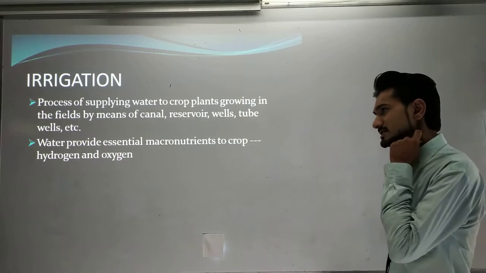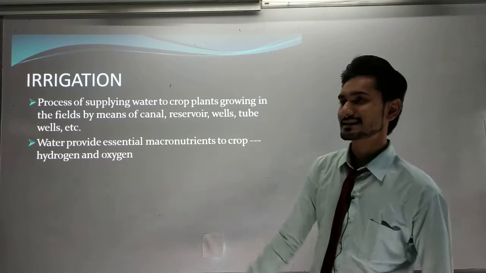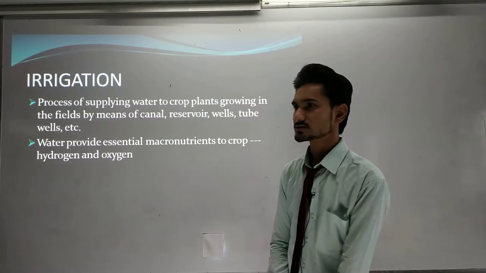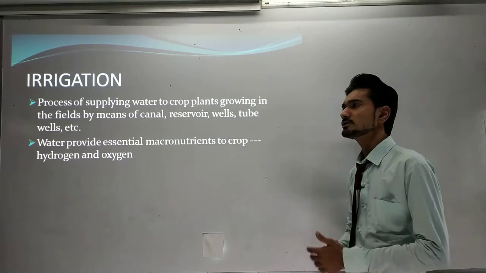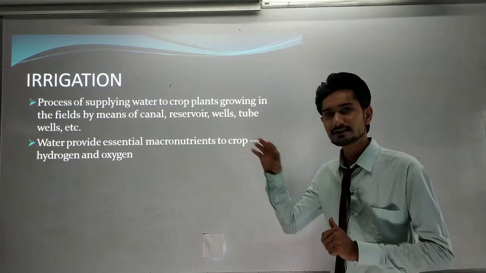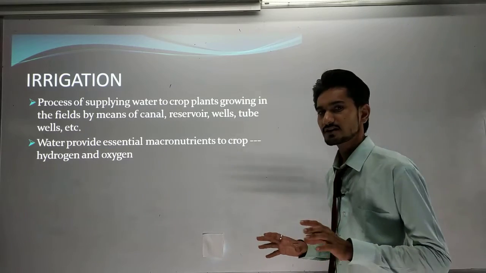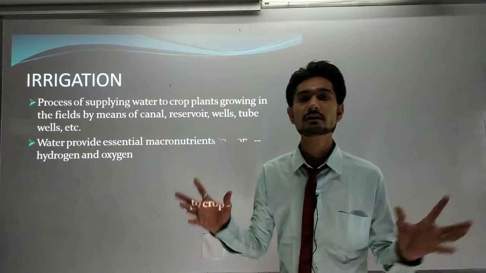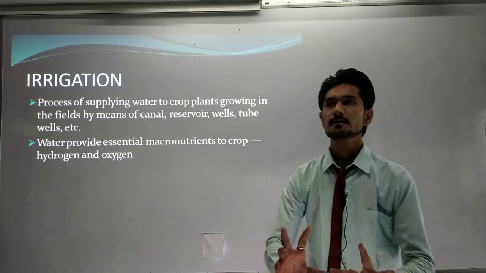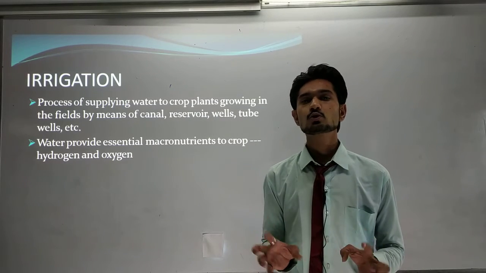Afterwards, this process should be started in this lecture: the irrigation process. Going to the first point, we discussed it in the earlier lecture, but we are still discussing it: the process of supplying water to the crops. As we discussed earlier, the crops need two or three things to grow themselves.